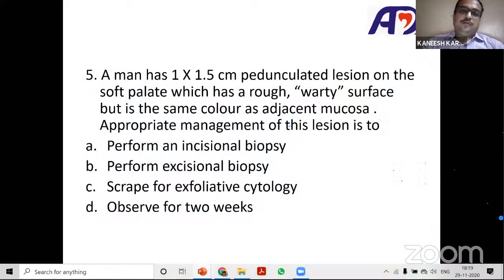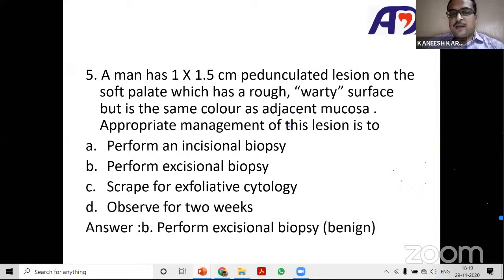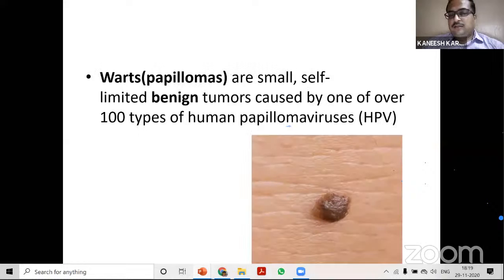Man has 1 to 1.5 centimeter pedunculated lesion on the soft palate, which has a rough warty surface, but it's the same color as the adjacent mucosa. Appropriate management of this lesion is to perform excisional biopsy. This is a benign wart. We can remove it. It is caused by the human papilloma virus.